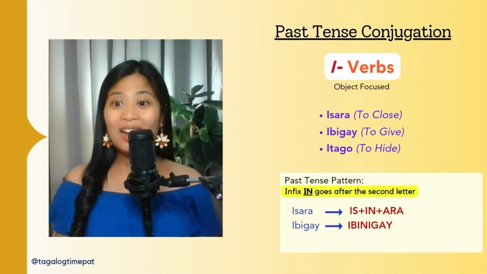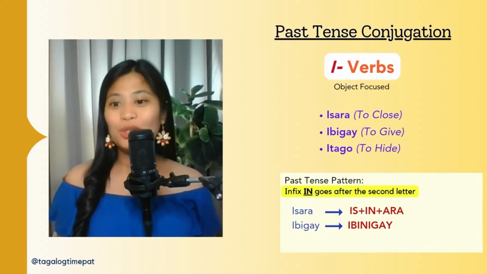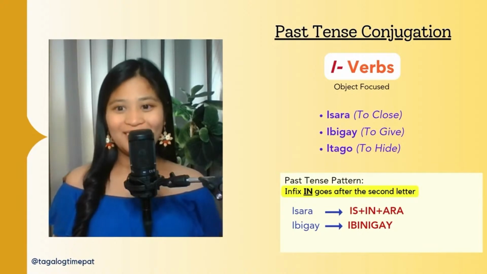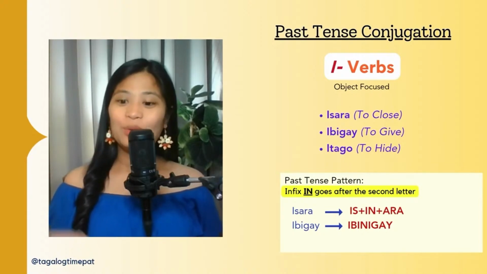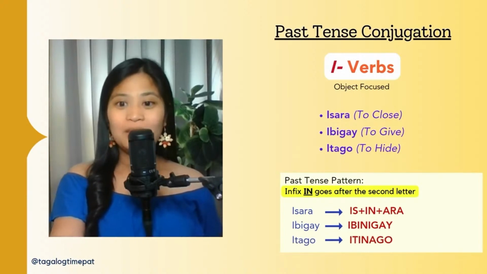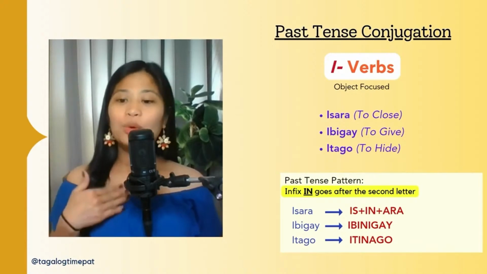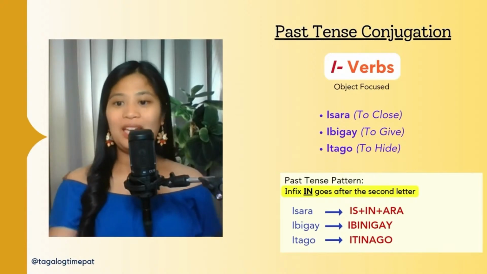Alrighty, you give it a try. What do you think itago, to hide, will be in the past tense? Remember to just use this pattern that we learned. Itago in the past tense becomes itinago. The in just goes after the second letter. Itinago ko, I hid something.